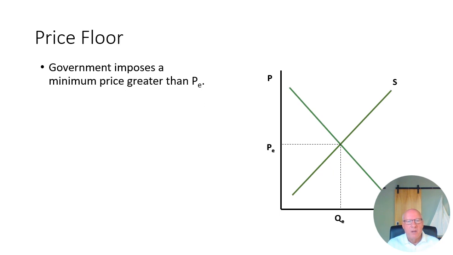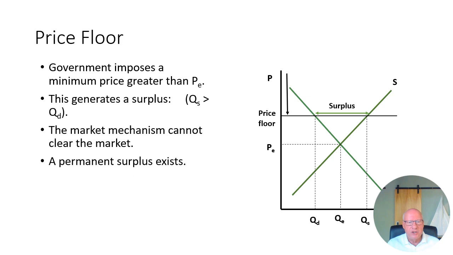So, next point, how about a price floor? Let's do the exact opposite situation. Now the government imposes a minimum price. So now, as you can see, graphically, we're going to draw a horizontal line at the price floor. Remember, the market equilibrium price would be way down here, and now it's set up here by law, whereas the market would set it over here.